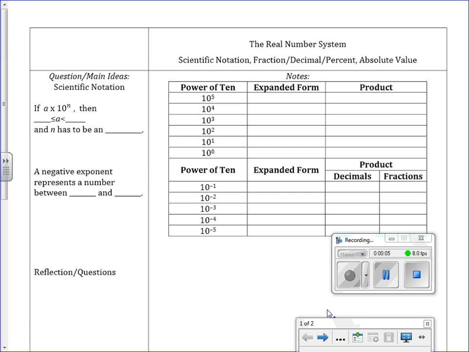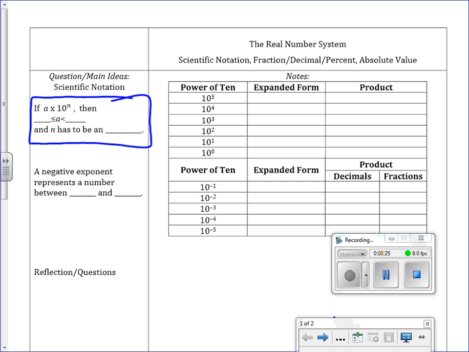Today we're going to be taking notes on scientific notation. Now I just want to go back to our notes that we did on powers of 10, talking about that in expanded form. And we had this here in our notes. And it says a times 10 to the n.